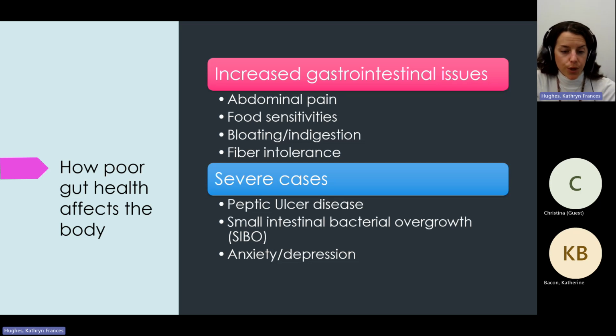But most commonly, it's the bloating, the indigestion, the diarrhea, the fatigue. Severe cases can lead to more serious things, such as peptic ulcer disease and small intestinal bacterial overgrowth, also known as SIBO. And of course, that gut-brain connection can be impacted and can lead to anxiety and depression.